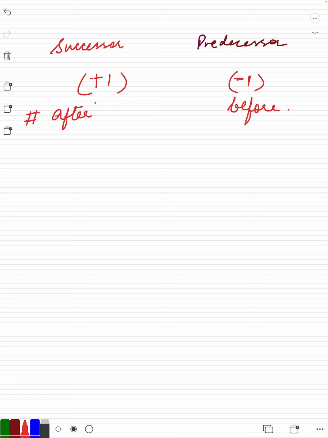And where do we add 1? At the ones place. From where do we subtract 1? Again from the ones place, right? Again from the ones place. So successor and predecessor. After understanding these two concepts, children, we will be comfortably able to do exercise 1.4.